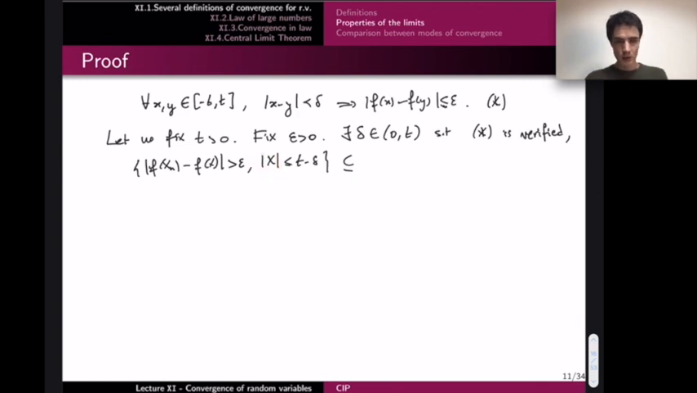So I consider that there were only two possible cases, and in both cases, if I'm on this event, the conclusion is that the difference between xn and x is greater than delta in both cases. So I'm going to write this. So this implies that |xn - x| is greater than delta. Actually I will just write this. That will be enough.